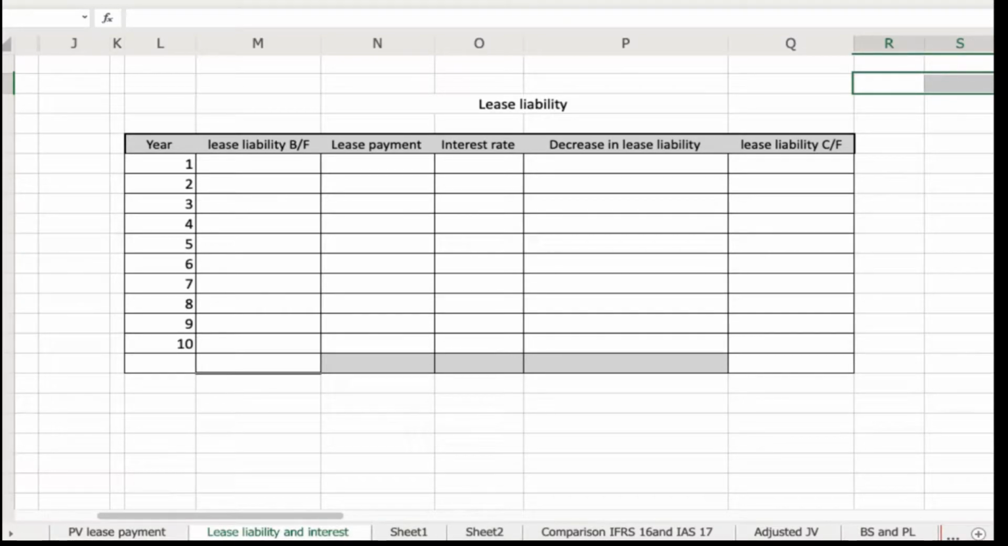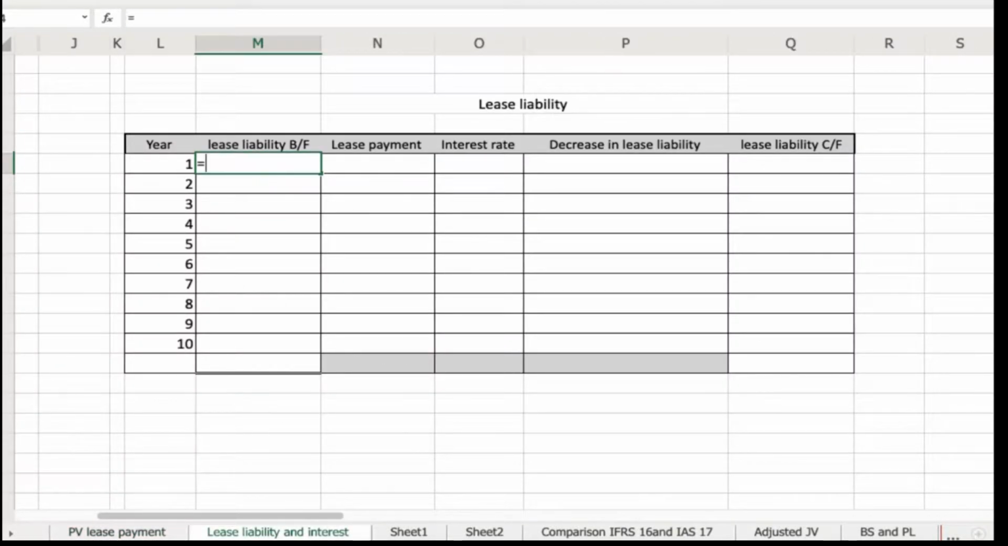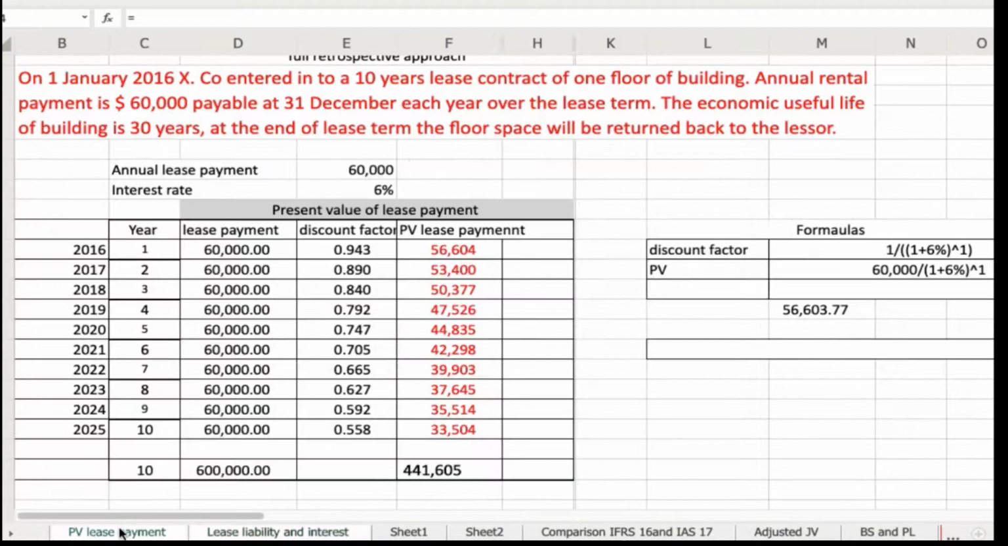The present value of lease payments not paid at the commencement date equals the lease liability. So here, the lease liability should be equal to the present value of lease payments not paid at the commencement date, which is this amount. So we will bring this amount.